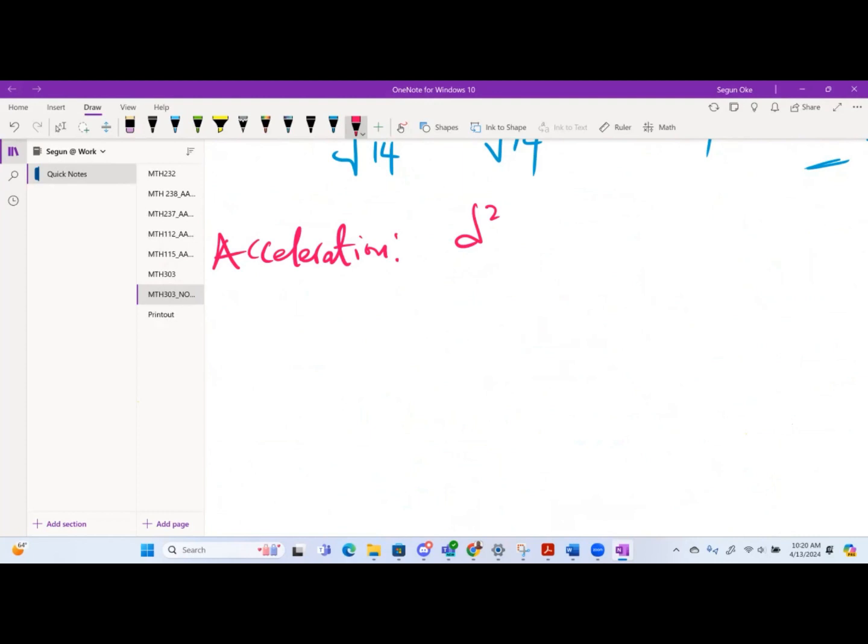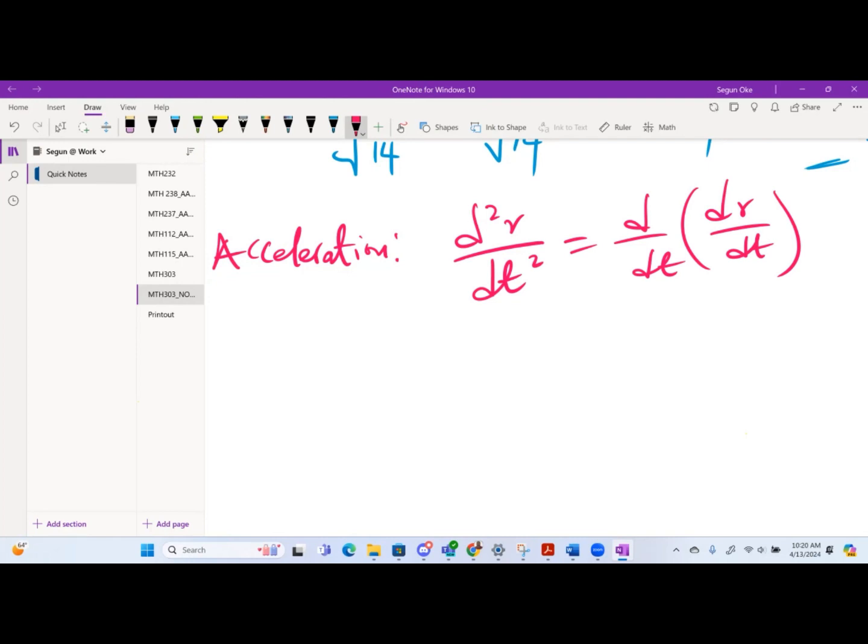Acceleration is the d squared r over dt squared. It simply means that we are saying d/dt of dr/dt. That is the meaning of the acceleration. Remember, we have the r up. The r you have written down, we will take d/dt of the entire r, which is 4ti plus 2t minus 4j plus 3k.